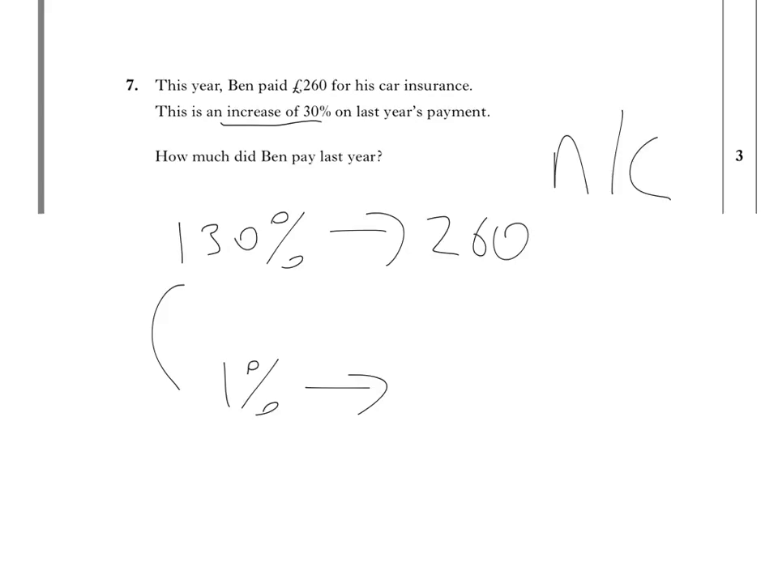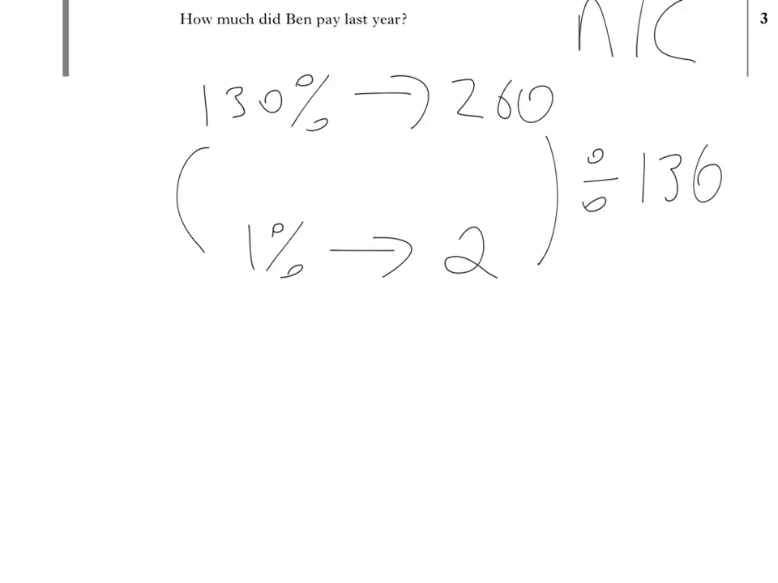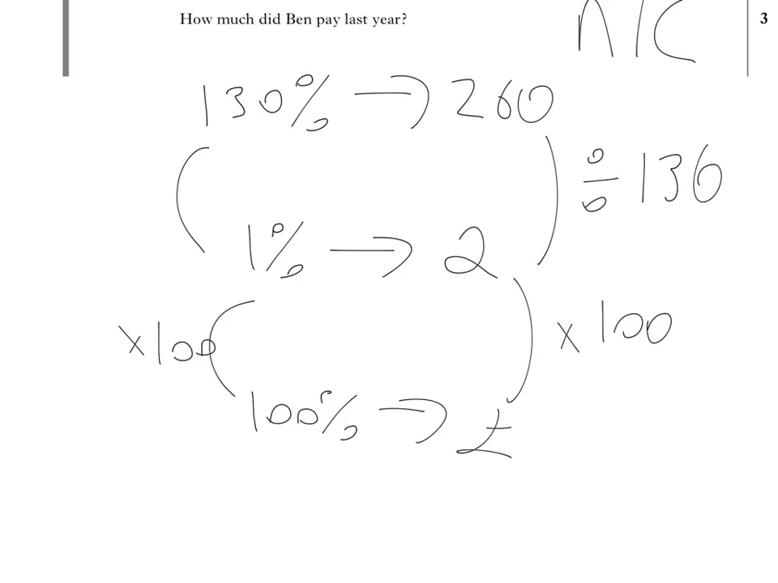For this one, I would work down to 1% because the calculation is pretty straightforward. 130 fits into 260 2 times. Get myself up to 100%, multiply both sides by 100. 2 times 100 is £200, and that was the price last year. That's the final answer to the question.